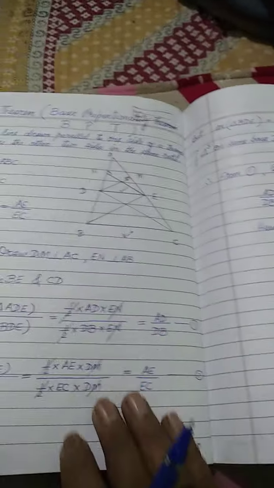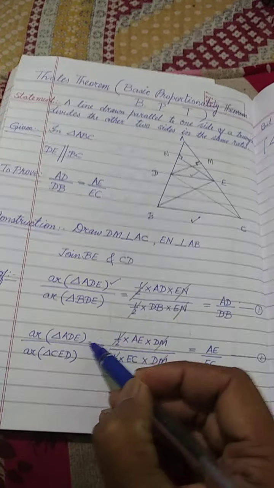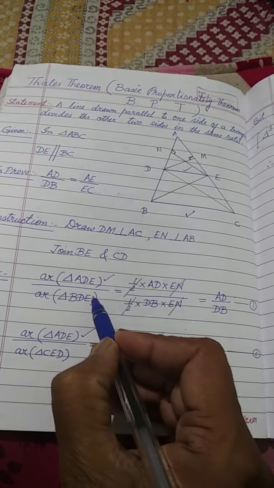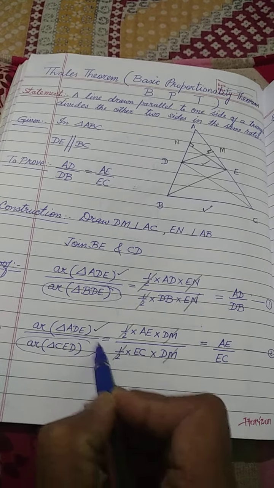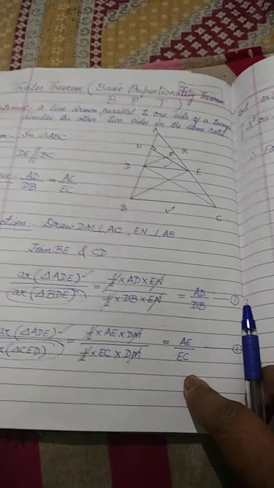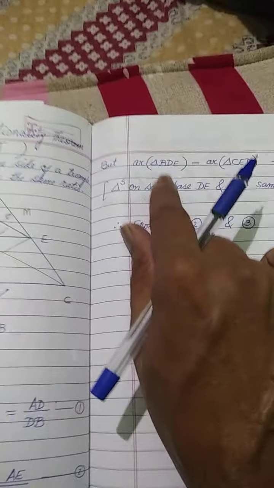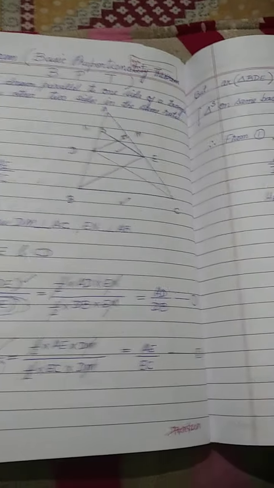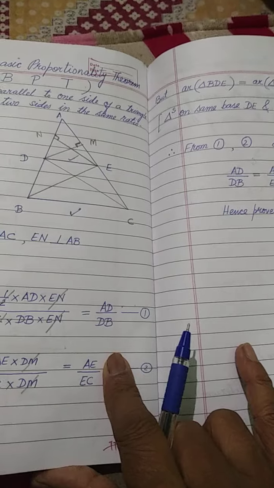Now from equations 1, 2 and 3, you see the numerator in equation 1 and the numerator in equation 2 are equal. So if we prove that these denominators are equal, then left side will be equal to left side, and that's why right side will also become equal to right side. We have seen that area of triangle BDE and CDE are equal. We have proved it in equation 3. So the left side will become equal. That's why from 1, 2 and 3, AD by DB will be equal to AE by EC, and that is the proof, and that is Thales theorem.